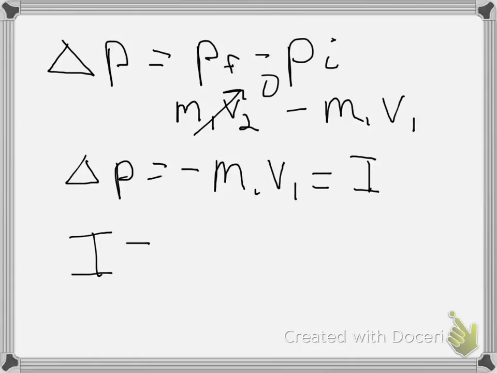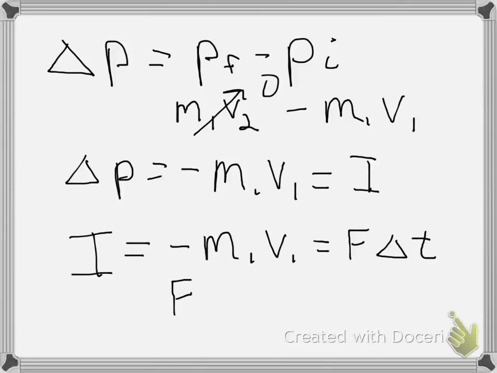I is equal to minus m1 v1. Now I'm going to go back and apply my other definition of I. I've said that I is also equal to F times delta T. So if I is equal to minus m1 v1, and also F delta T, I can just write it like this: F times delta T. And so basically I have it here. I think the rest is just some simple algebra. F is going to be equal to minus m1 v1 over delta T.